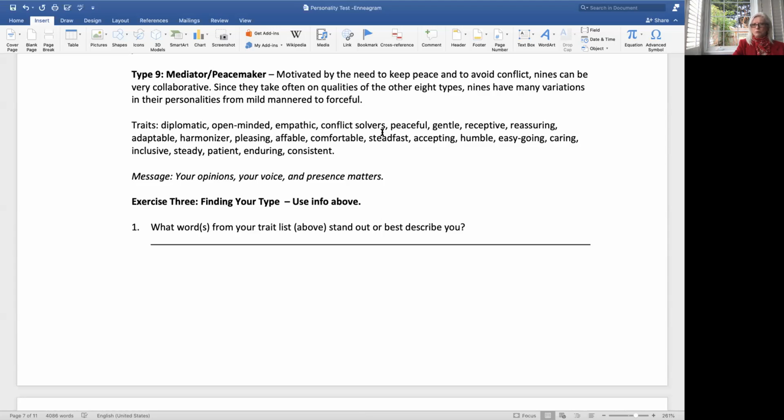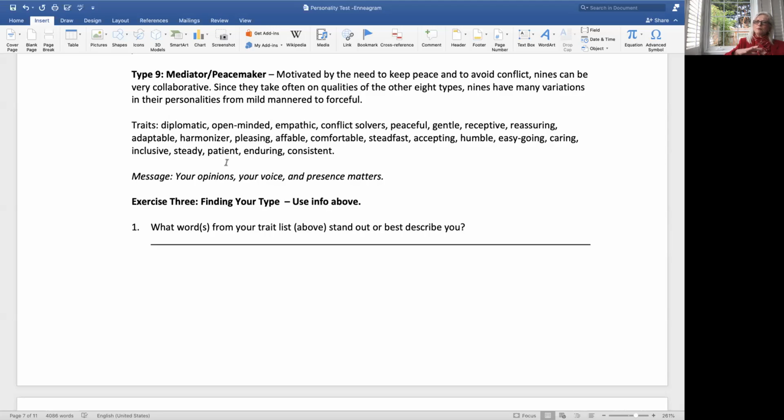They're typically very diplomatic. They can be very open-minded and empathic. They're great conflict solvers. They can help resolve conflicts in a team. They can be very peaceful and gentle and receptive and reassuring. But they can also be so apt to try to harmonize and adapt that they can be perhaps too pleasing and too affable, and then you don't really know where they stand. But they're trying to create comfort in the work environment. They're trying to be steadfast and to be humble and easygoing. They're trying to lower that intensity level.